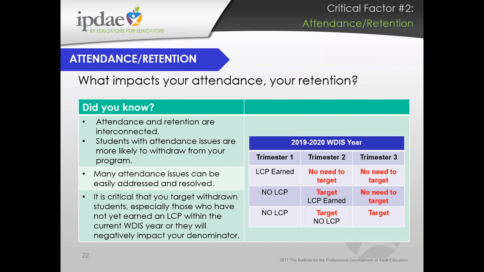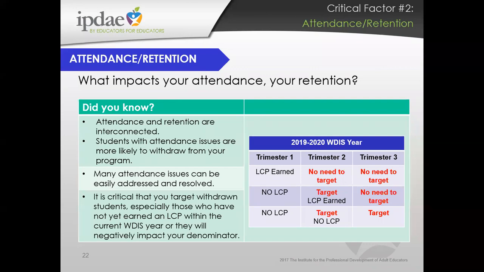When encountering a situation where a student does not earn you an LCP, either because he's withdrawn or simply did not perform well enough, you need to heavily target this student to ensure that he continues to post-test until he does in fact make that measurable skill gain. Let's look at the visual on the right side of the chart in order to gain a better understanding.